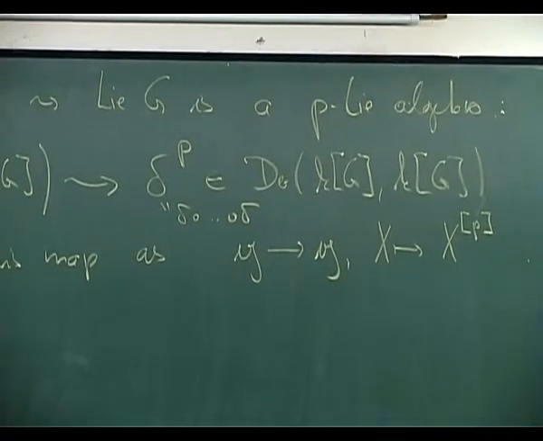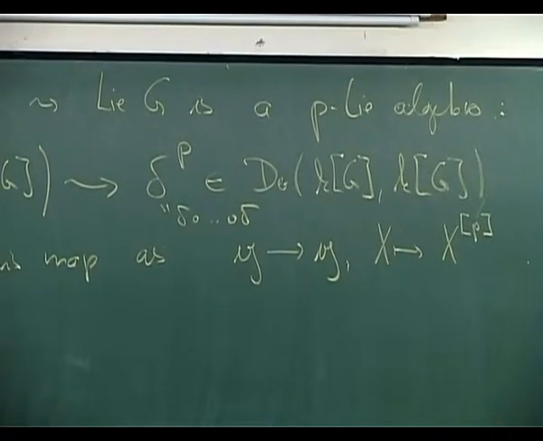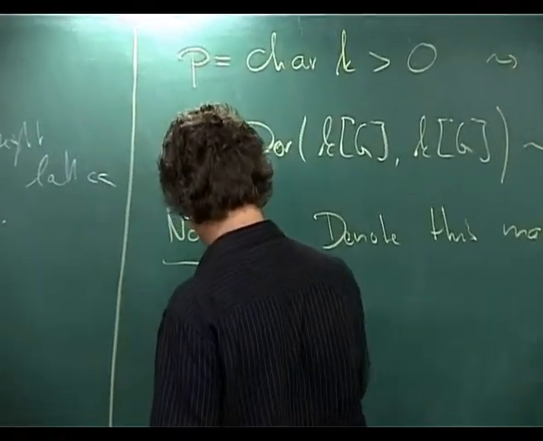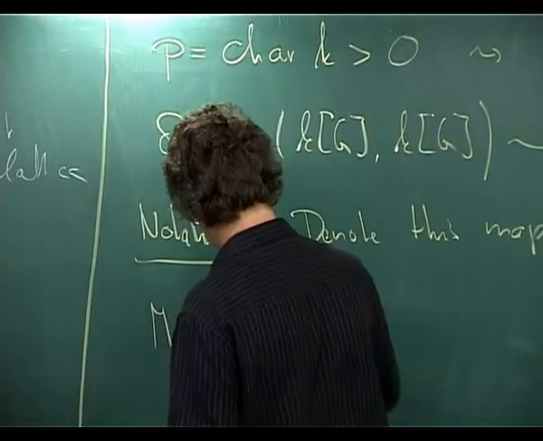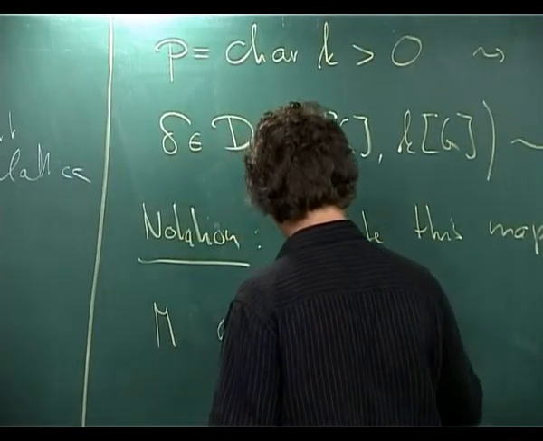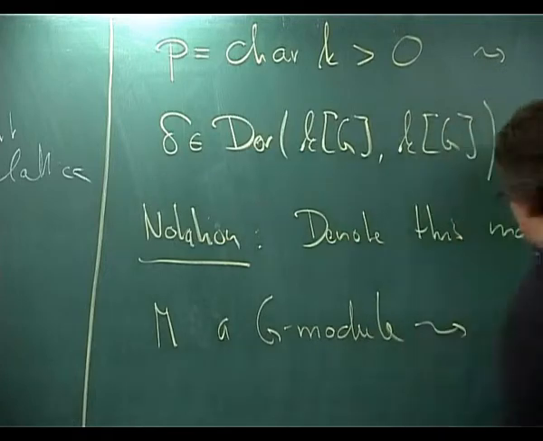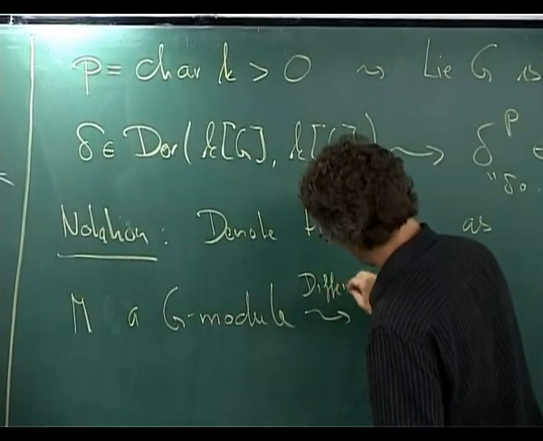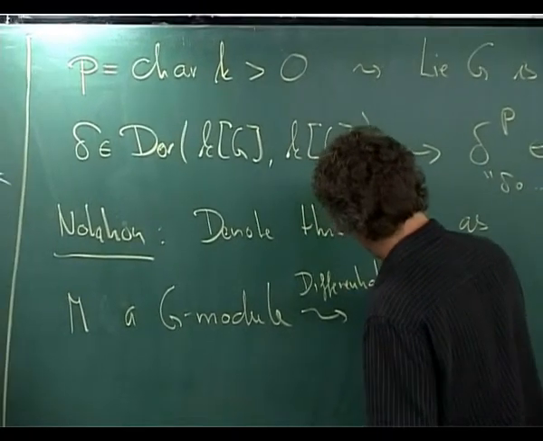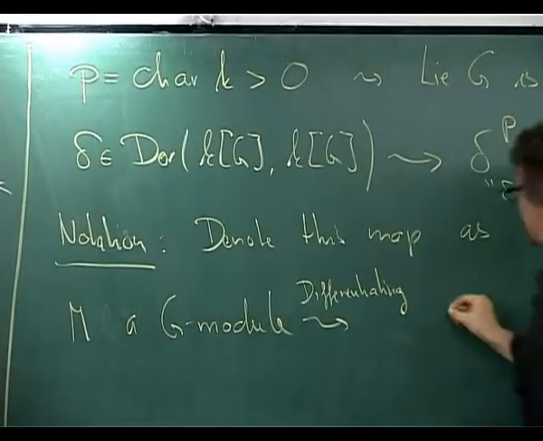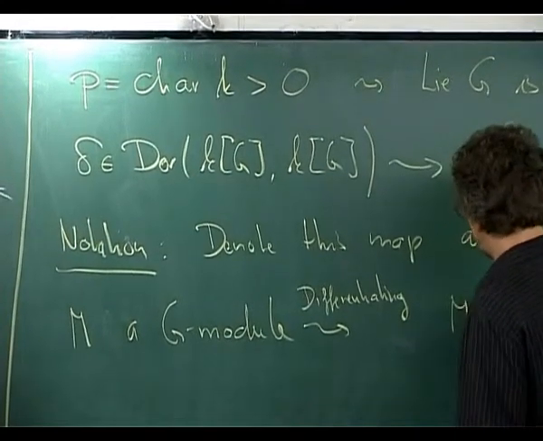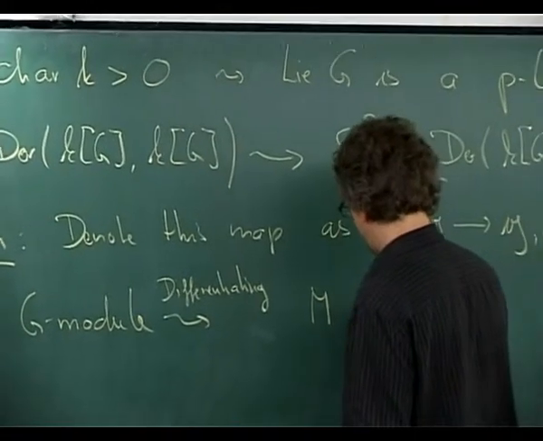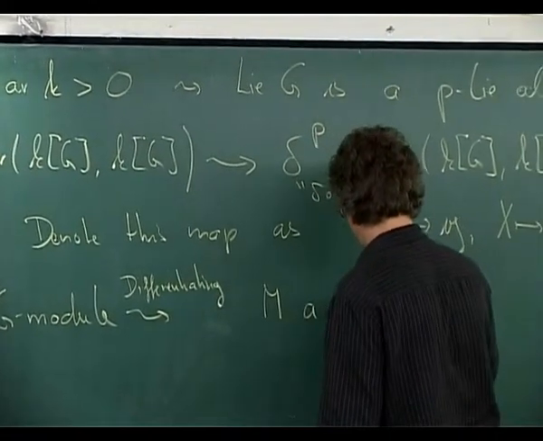Okay, so this is the Lie algebra, and if M is a G module, then differentiating the G module structure yields a module structure on M for the Lie algebra. So this will be a G module.